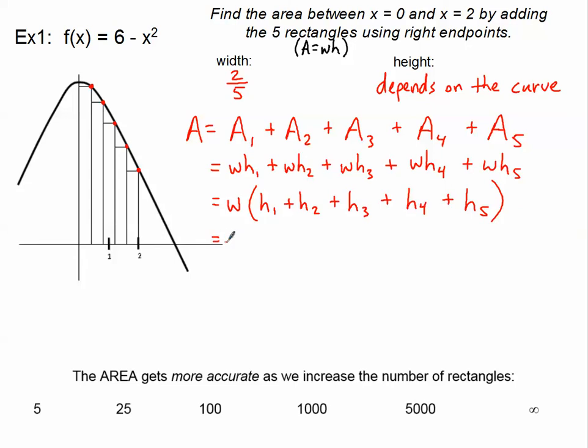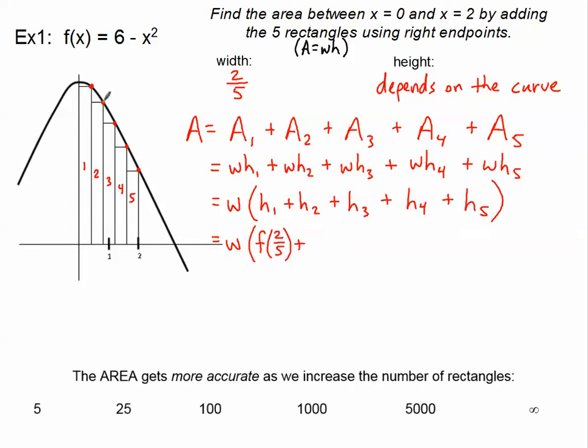Now, we said that the heights depended on the function. So h sub 1, we'll call that the first rectangle right here. Right, here's our first rectangle, here's our second rectangle, our third, our fourth, and our fifth. That's fine. So our first one depends on how tall this point is right here. So we need the x-coordinate, and then we need to do f of that x-coordinate. Well, the x-coordinate is just representing the width, so that's 2/5. So f of 2/5 should be that first height.